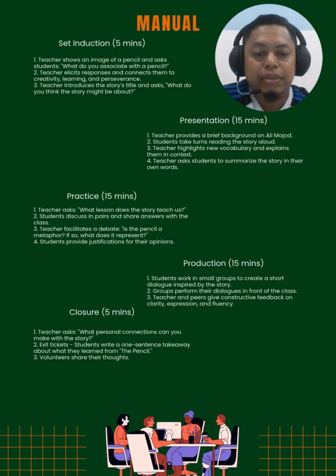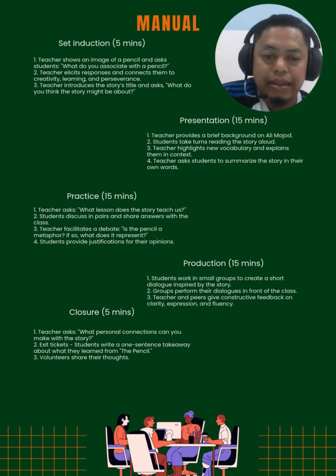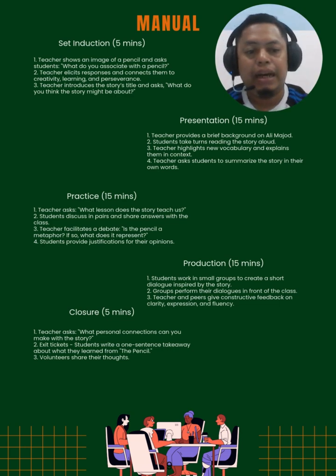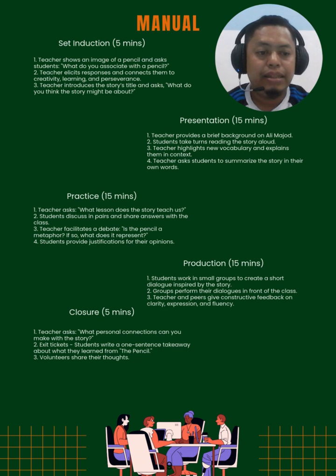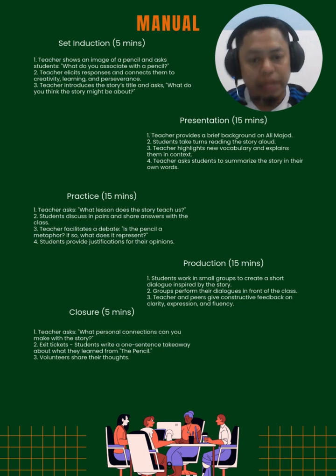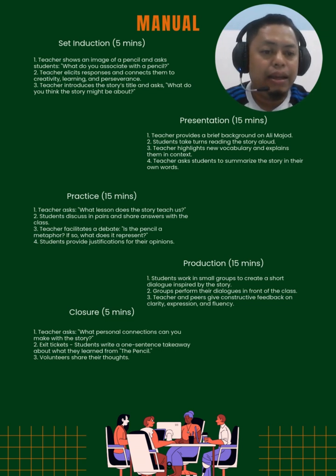Next is the presentation phase. Okay, since this is a speaking lesson, students practice their reading aloud skills by taking turns reading the story. So this improves pronunciation, fluency, and confidence in speaking. So as they read, the teacher highlights a few new vocabulary words, explaining meaning in context, and encourages students to repeat and use the words in sentences. So after reading, students summarize the story in their own words, helping them practice expressing ideas concisely and clearly.